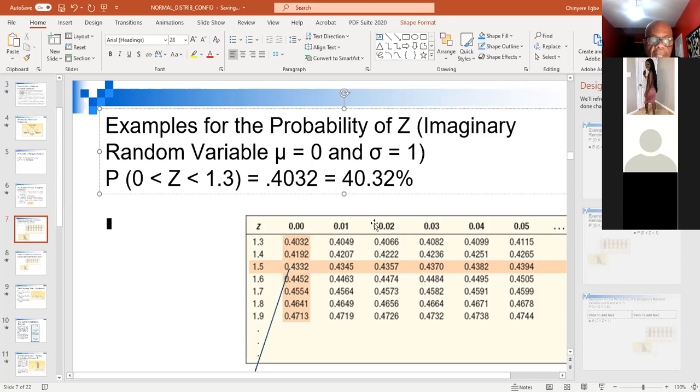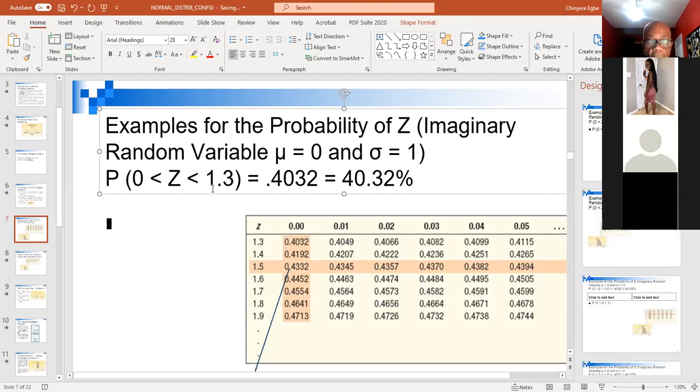So the percentage of the values of Z that fall between 0 and 1.3 is 0.4032 or 40.32%. That is how to read off the normal probability distribution.